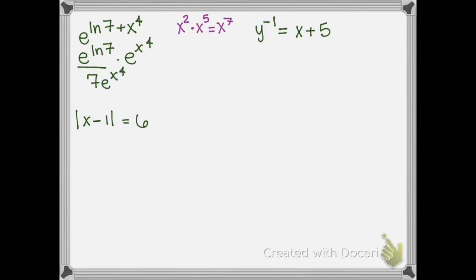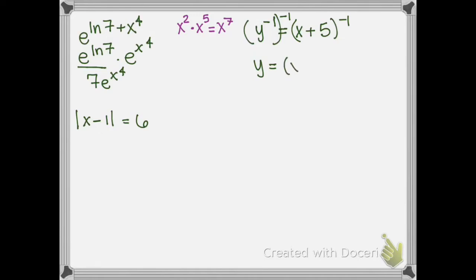Okay, over here on the right, we have y to the negative 1 equals x plus 5. To get rid of that power of negative 1, we're going to raise both sides to the negative 1 power. So a power to a power, you multiply the powers, and when we multiply the powers on the y, we just get y to the first power.